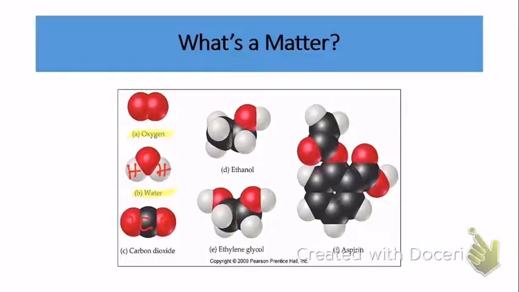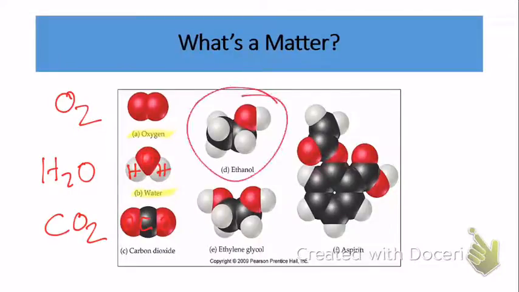So the formula for water, again, is H2O. For carbon dioxide it is CO2. And the ratio, again, is 1 to 2. Water is 2 to 1. Oxygen is O2 for its chemical formula.